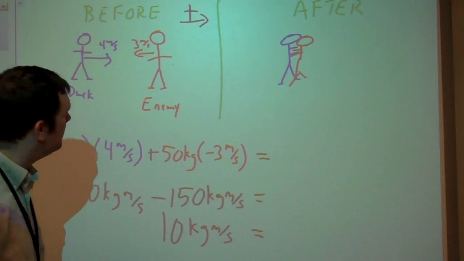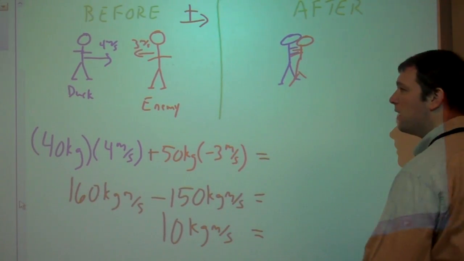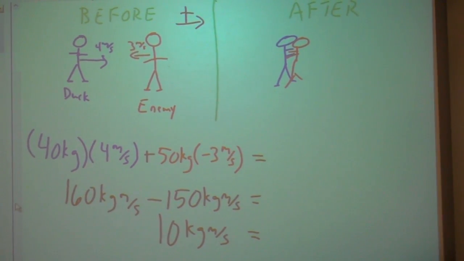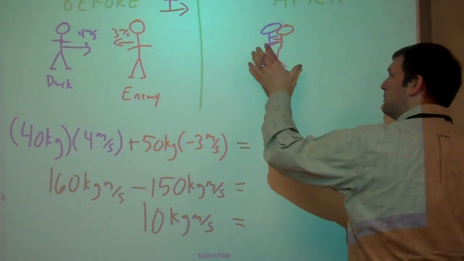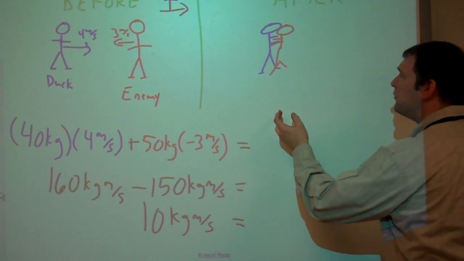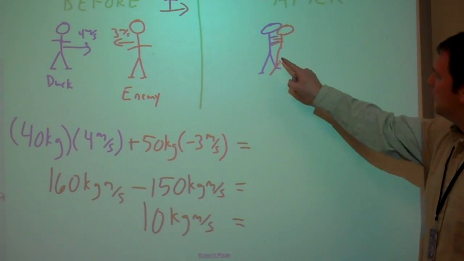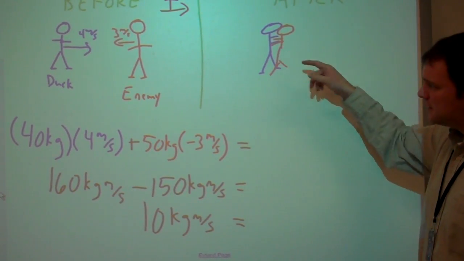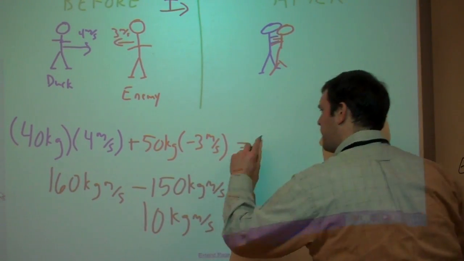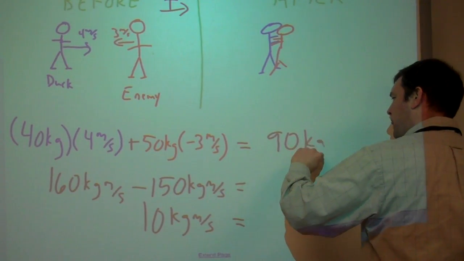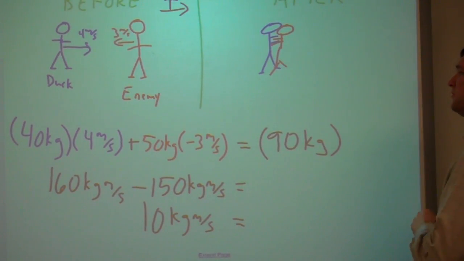Remember, the key point here is that the total amount of momentum of these two skaters doesn't change. That's why this question happens on ice, so we can ignore whatever effects from friction. And so the total momentum of these two before they collide equals the total momentum after they collide. Now, after they collide, I've got 40 kilograms and 50 kilograms. I've got 90 kilograms worth of hockey player, (40 plus 50), and they're both moving together.